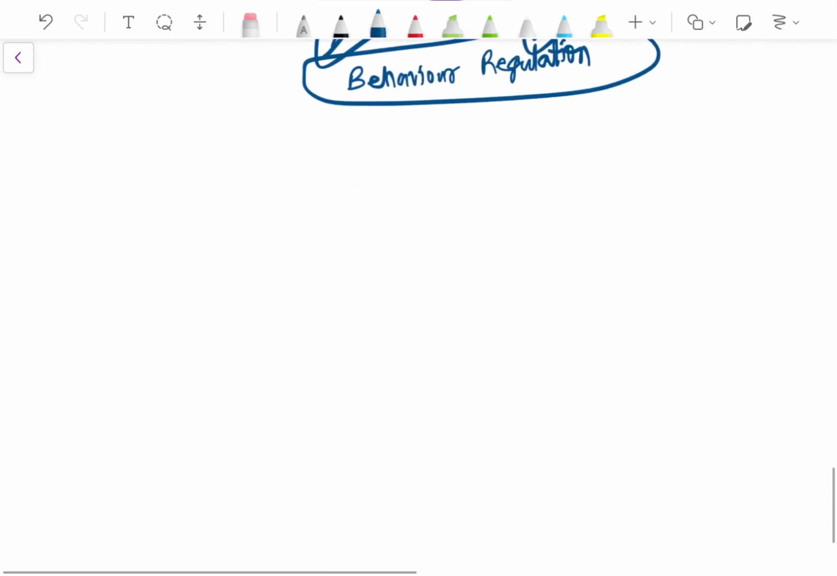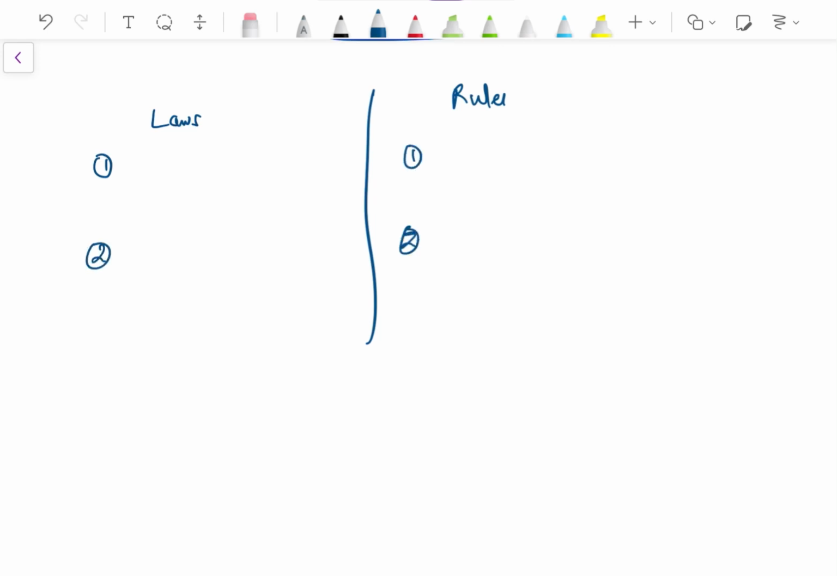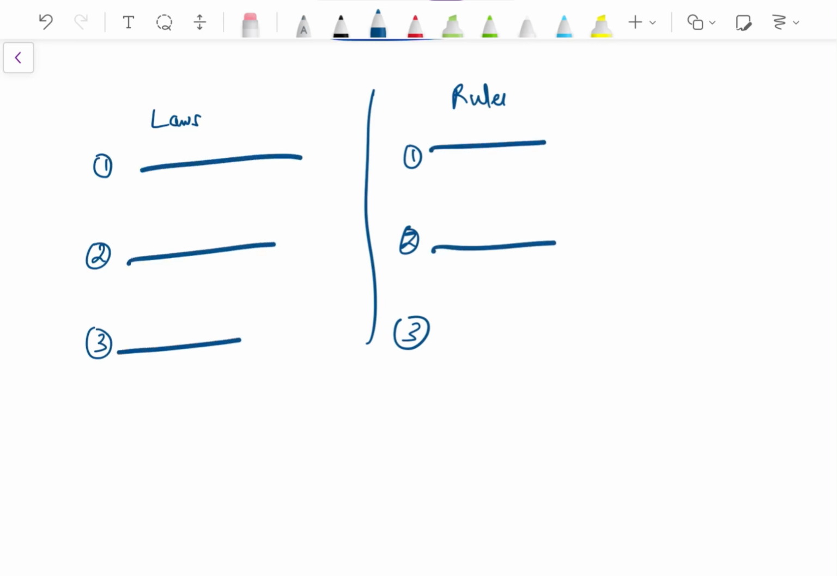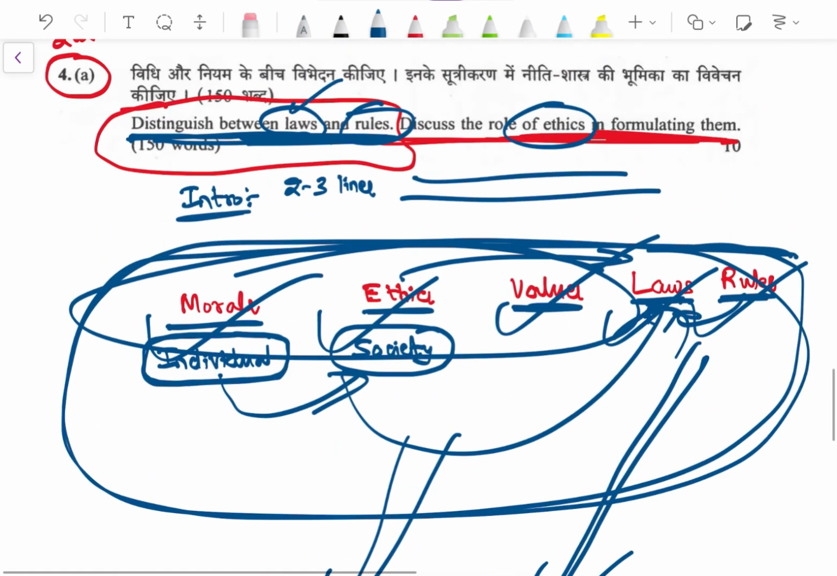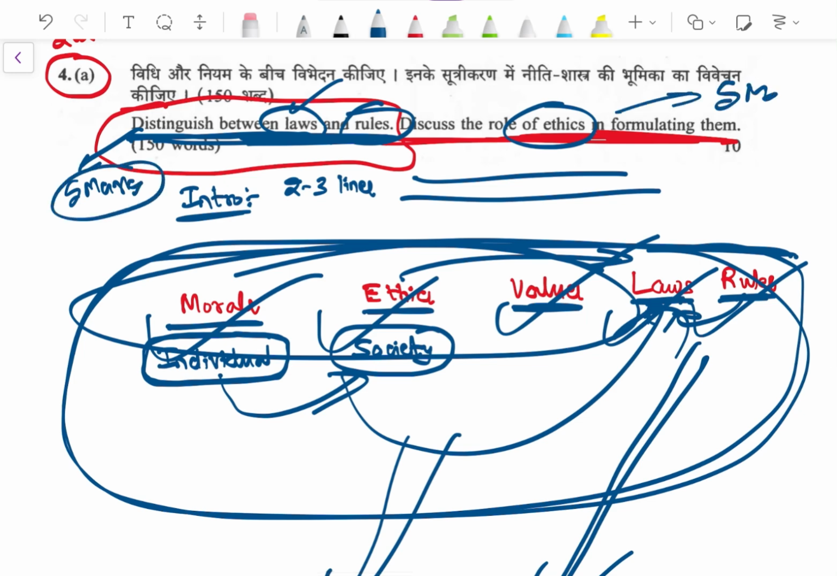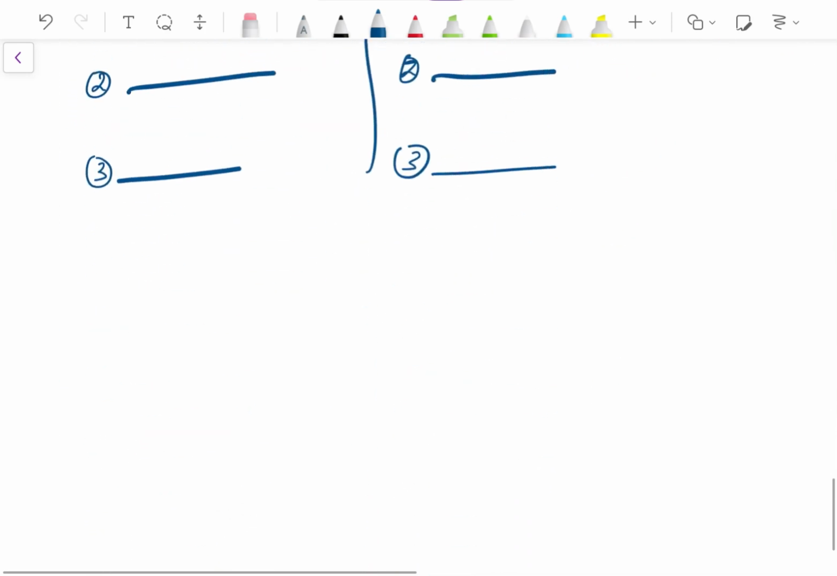Then you can distinguish between laws and rules. You can make a box. Laws. Then rules. You write 1 point, 1 point, 2, 2, 3, 3. So there are various points we have discussed. Notes तो बना हुआ दिया हुआ है. Then this is the first part. So this first part will have 5 marks. And this part will have 5 marks. Total 10 marks.